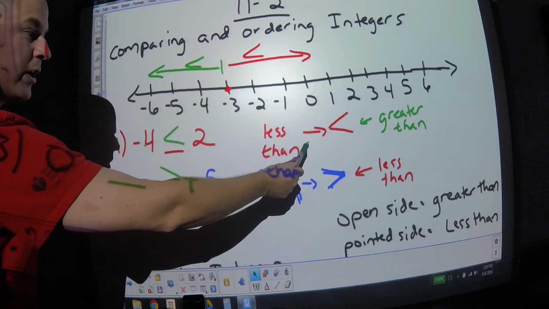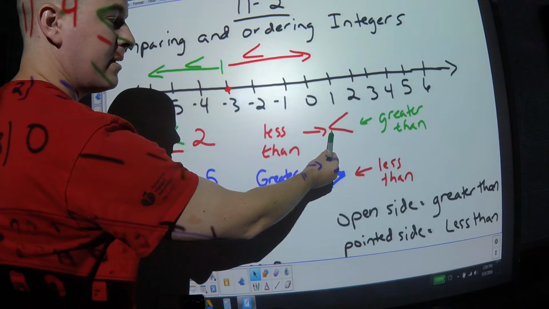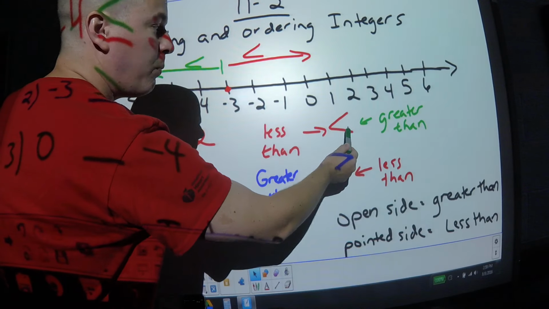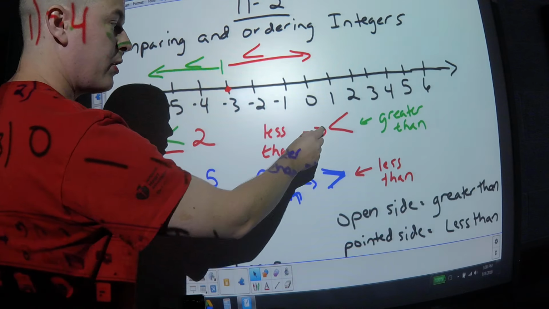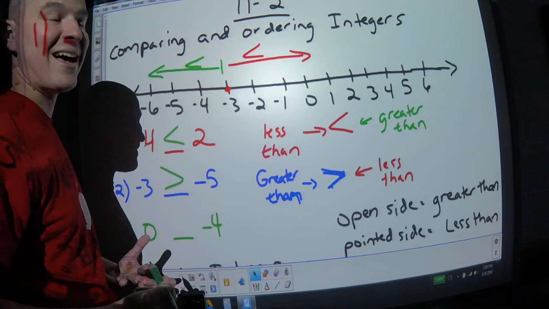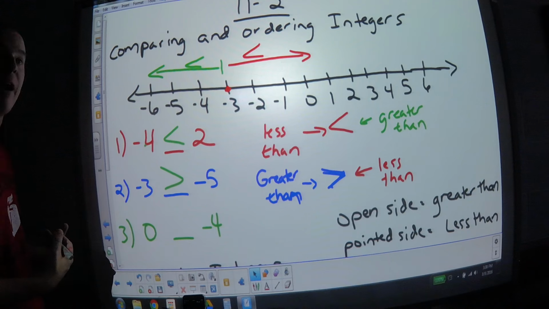So looking at this, how you know how to point the symbol: the point side is less than, the open side is greater than. Wherever the point is means that number or value is less than. And wherever the open side is means that value is greater than.